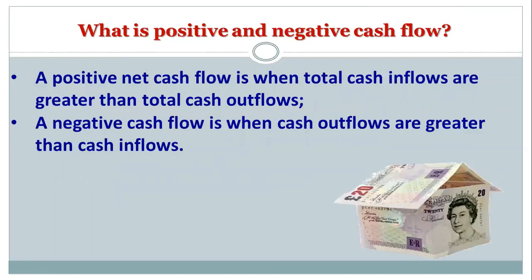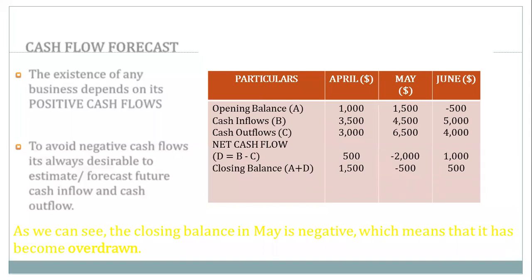What's the meaning of positive and negative cash flow? A positive net cash flow is when total cash inflows are greater than total cash outflows. And a negative cash flow is when cash outflows are greater than cash inflows. The existence of any business depends on its positive cash flows. To avoid negative cash flows, it's always desirable to estimate or forecast future cash inflow and cash outflow. In this table, we can see the closing balance in May is negative, which means that it has become overdrawn. Look at this.